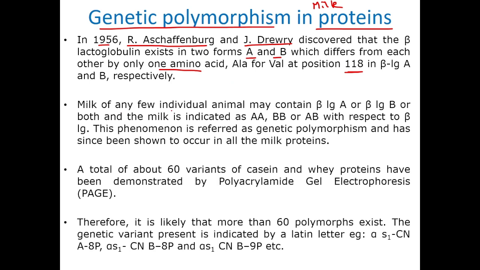Now, milk of any food-producing animal may contain beta-lactoglobulin A or beta-lactoglobulin B or both, and the milk is indicated as AA, BB or AB with respect to beta-lactoglobulin. This phenomenon is referred to as genetic polymorphism and has been shown to occur in all milk proteins.